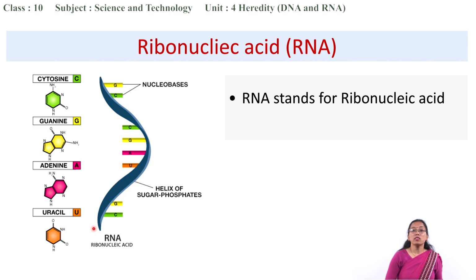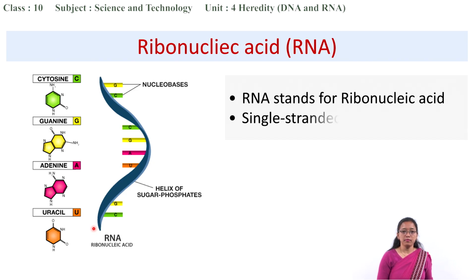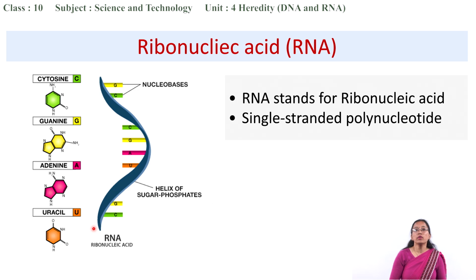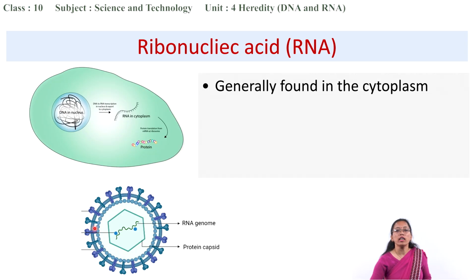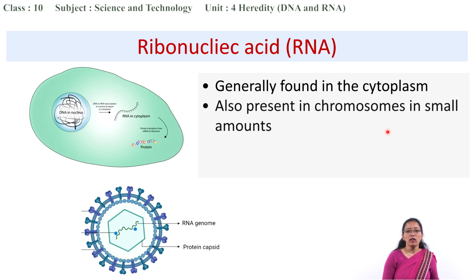RNA stands for ribonucleic acid. It is a single-stranded polynucleotide. That means many nucleotides combine together and form the RNA, just like in the DNA. Where is this ribonucleic acid found? Generally, it is found in the cytoplasm. DNA is inside the nucleus, but RNA is generally found in the cytoplasm. It is also present in the chromosome in a small amount, not like DNA.